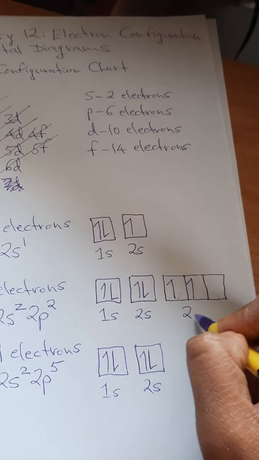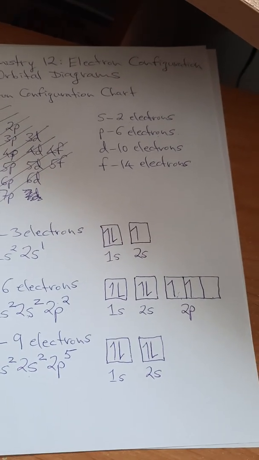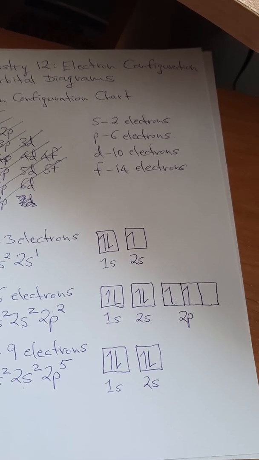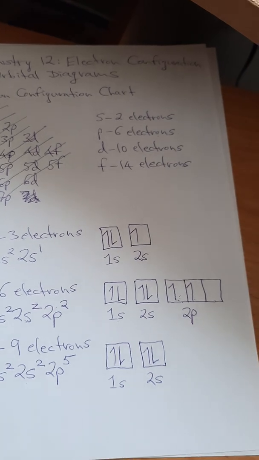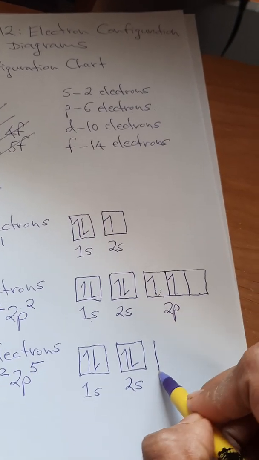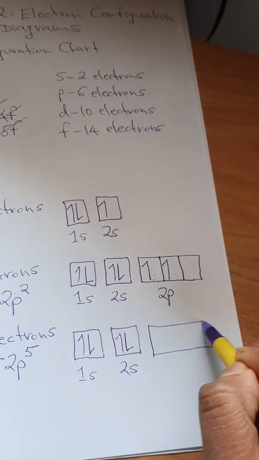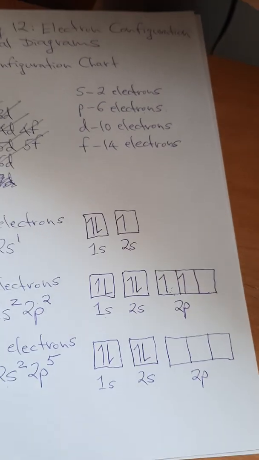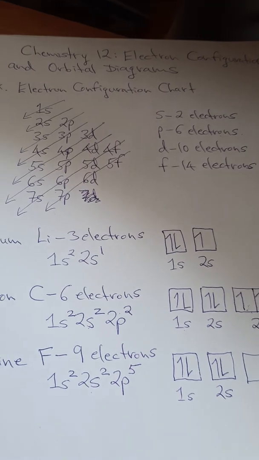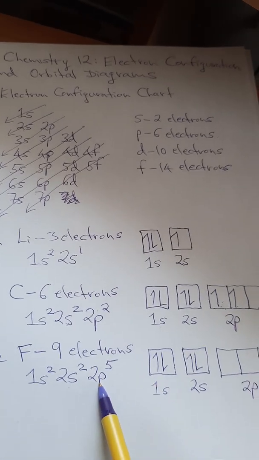Oh, so maybe put 2p here. Okay, you should actually be writing the name, okay, of the orbital that the electrons are occupying, okay? And then lastly, let's draw the 2p orbital as well. So this is a good example, like I said. Okay, this is 2p5, okay?